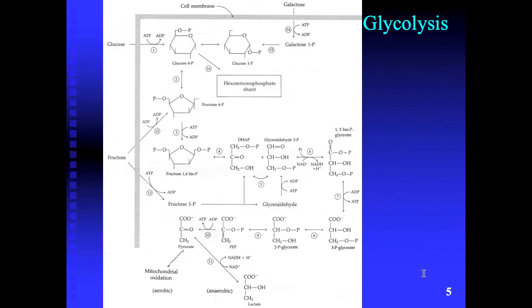This is why I like this diagram too. You guys erased this, right? Hexose monophosphate shunt. You cross that out. What did you write right here? Glycogen. You should have glycogen in there because glucose 1-phosphate can go to glycogen.